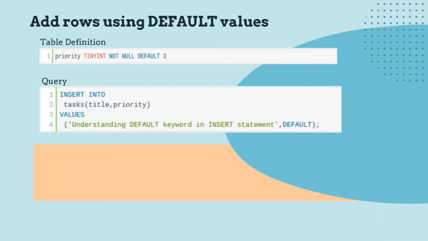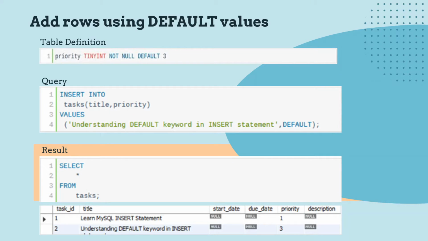Insert into task, and then we specify the columns and then values. The value of title is text, and then the priority is default. MySQL uses the number 3 to insert into the priority column. We can verify the result by using the query select star from task, and we will get the result. This image shows the content of the task table after inserting a row.